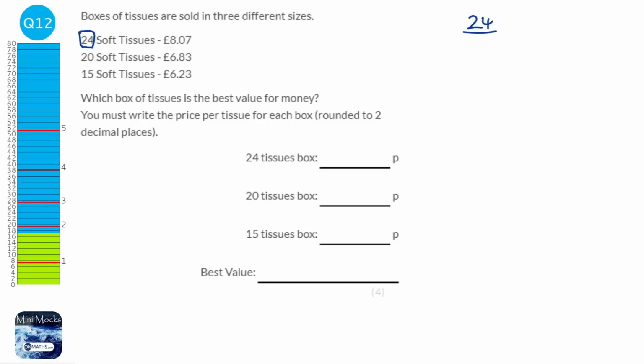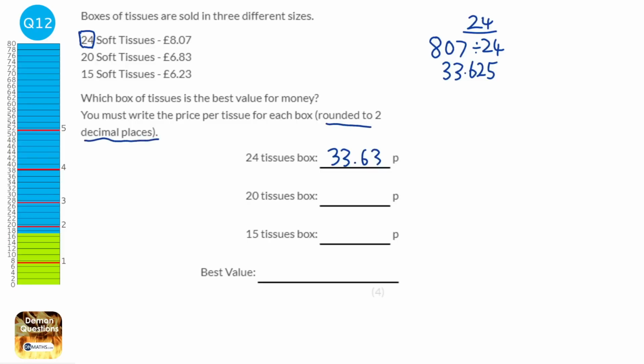And what I'm going to do is convert the money into pence, just so that we don't have as many decimals. And we're going to do 807. I'm going to divide by the 24 to find out the price of one tissue. So that is 33.625. And so I'm just going to round that to 33.63. I'm just going to round everything to 2 decimal places, which says in the question.